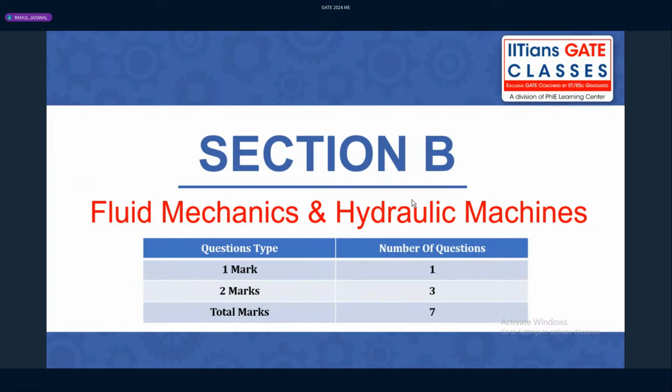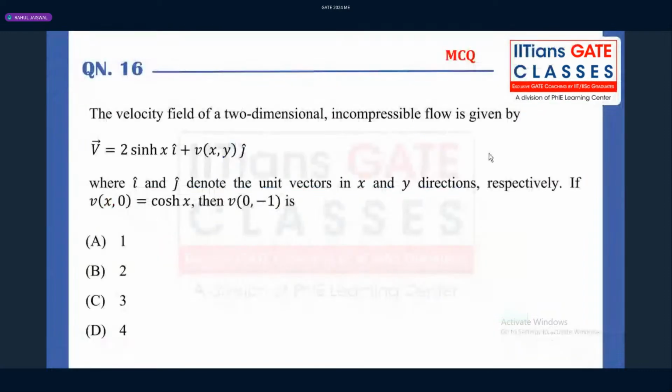But the common pattern we are observing from the past 2 years is that they are not giving any question from hydraulic machines. This year also we don't have any question from hydraulic machinery, right? So coming to the questions, guys, here we are going to see question number 1. As you can see, the question is an MCQ, and the question is from fluid kinematics, guys. Fluid kinematics.